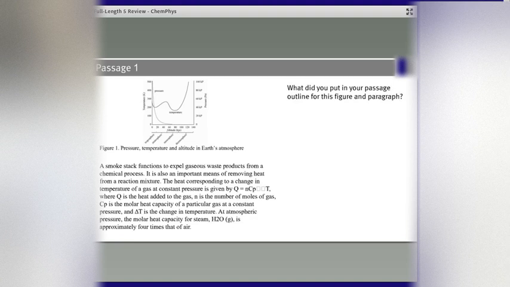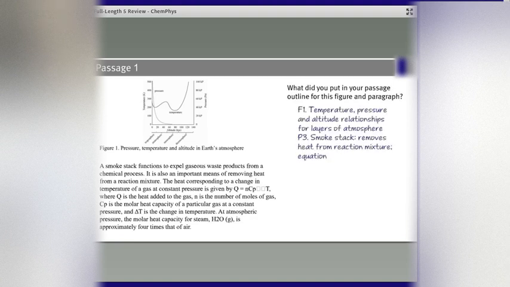Now, if you work through, it just talks about a smokestack. Again, a smokestack isn't something that you have to memorize for test day, but what it's talking about is it removes heat from a reaction mixture, and it gives you an overall equation, where Q is the heat, I is the gas, N is the number of moles, and Cp is the molar heat capacity of a particular gas constant.